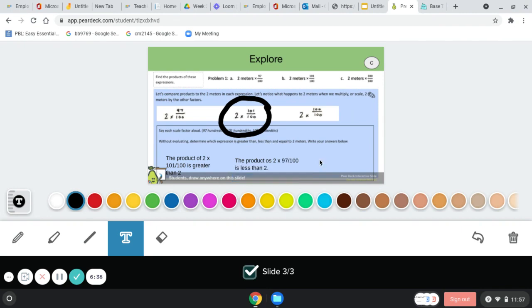Great. And then we have our last fraction, 2 times 100 hundredths. And since this fraction is being scaled by 1 whole, and remember we said that this is 1 whole because 100 divided by 100 gives us 1 whole, then this product is going to be equal to 2.